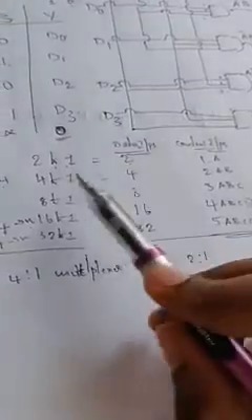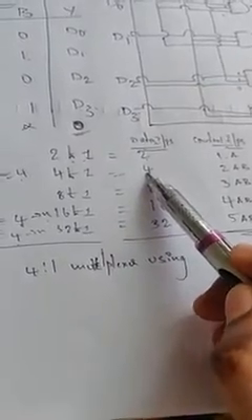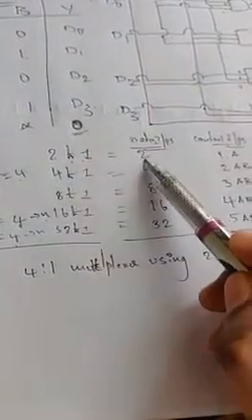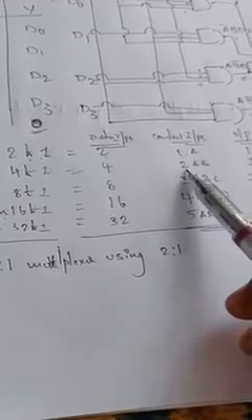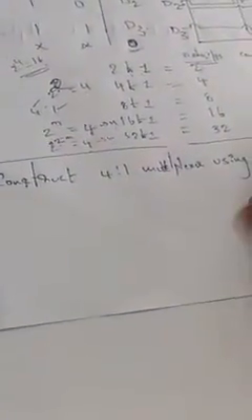So how many 2:1 multiplexers do you need to construct a 4:1 multiplexer? The 4:1 multiplexer has 4 data inputs, the 2:1 multiplexer has 2 data inputs. The 4:1 multiplexer has 2 control inputs, the 2:1 multiplexer has 1 control input. Obviously, for both, the output will be 1. Now let me show you how to construct a 4:1 multiplexer by using 2:1 multiplexers.